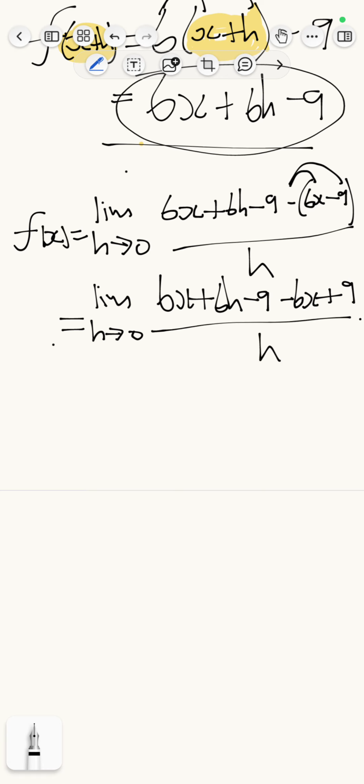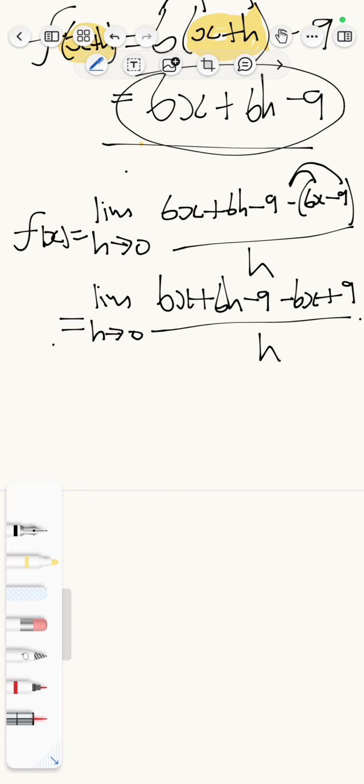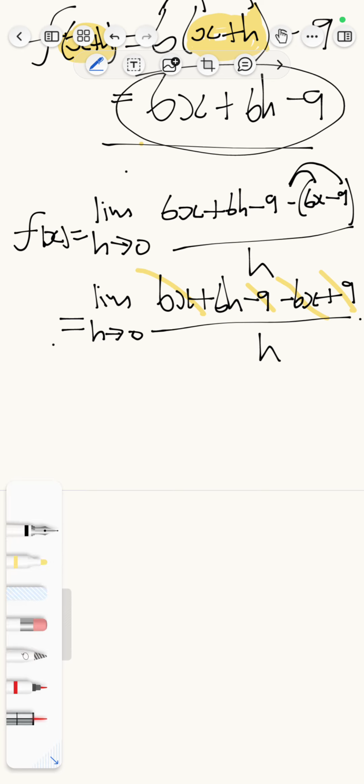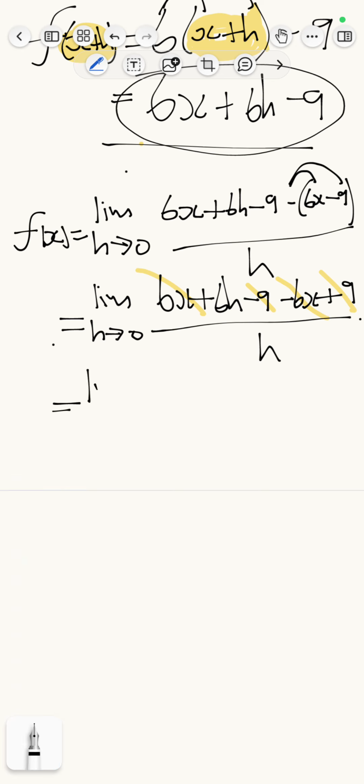You will always get to this step. You should expect this to happen. After the substitution is done, a ton of things are supposed to cancel out. There's a 6h and a minus 6h, they are gone. There's a minus 9 and a plus 9, they are gone. You are always going to expect the majority of what you have to disappear. Again, the limit stays here. I'll let you know when it disappears. For now, we still write it. What do I have on top? I have my 6h on top. Everything else is gone. And my h at the bottom.